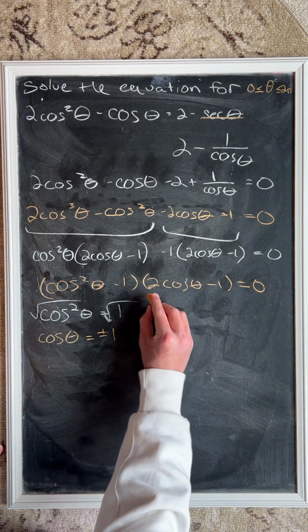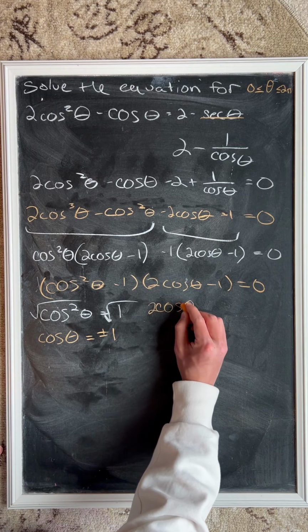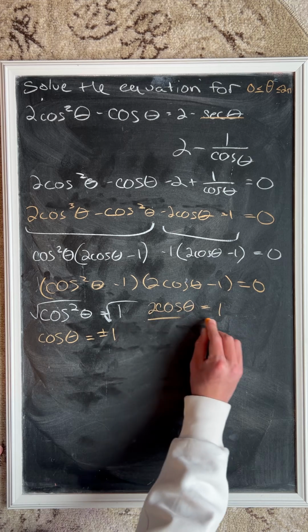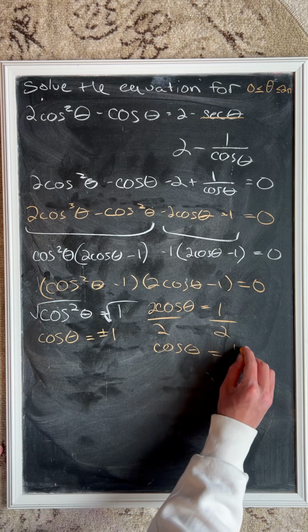Then we can divide by 2 here. So we had 2 cosine theta equals 1. Divide by 2. Cosine of theta equals 1/2.